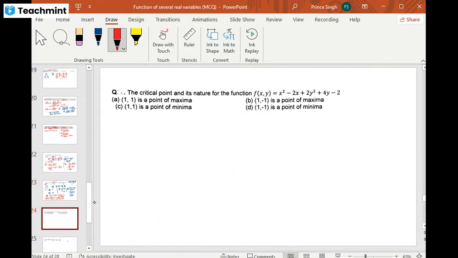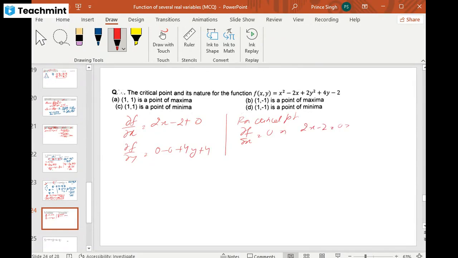Okay, the next question is the critical point and its nature. We need to firstly find the critical point. With respect to x, 2x minus 2, the rest of the terms are 0. With respect to y, this is 4y plus 4. For the critical point we put ∂f/∂x equal to 0, meaning 2x minus 2 equal to 0, so x equal to 1. ∂f/∂y equal to 0 means 4y plus 4 equal to 0, so y equal to minus 1.